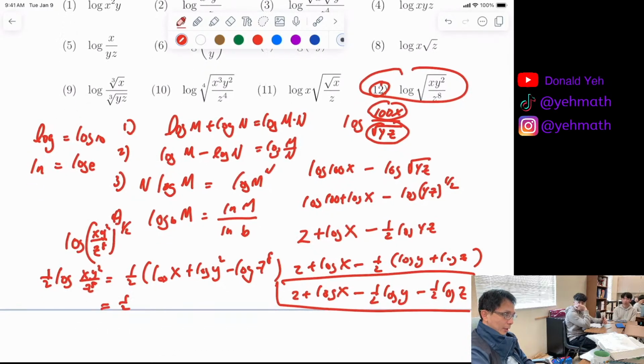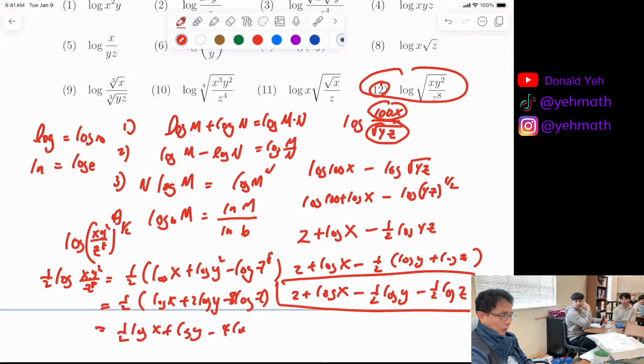Can I put that power down? Log of x plus 2 log of y minus log of z to the 8. And I'll distribute the 1/2. So it'll be 1/2 log of x plus log of y minus 4 log of z. Did anybody get this? And that's how you properly expand them.